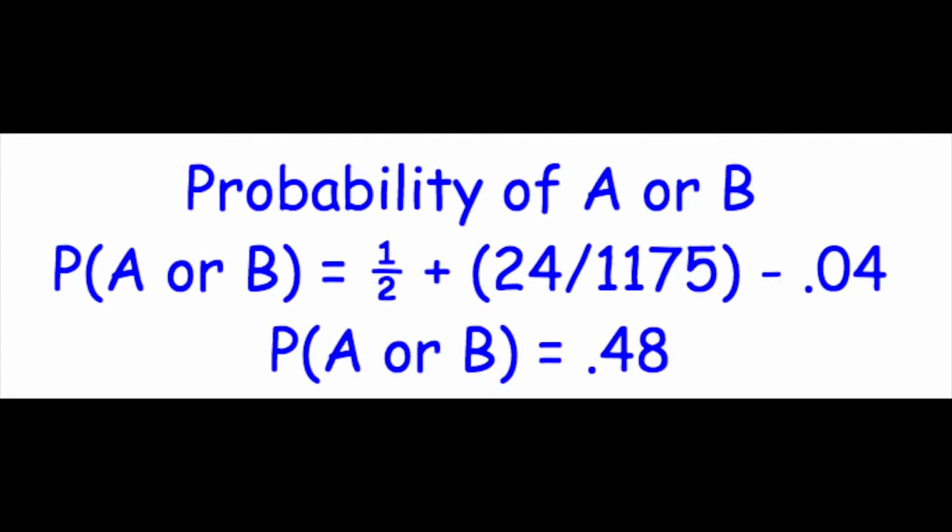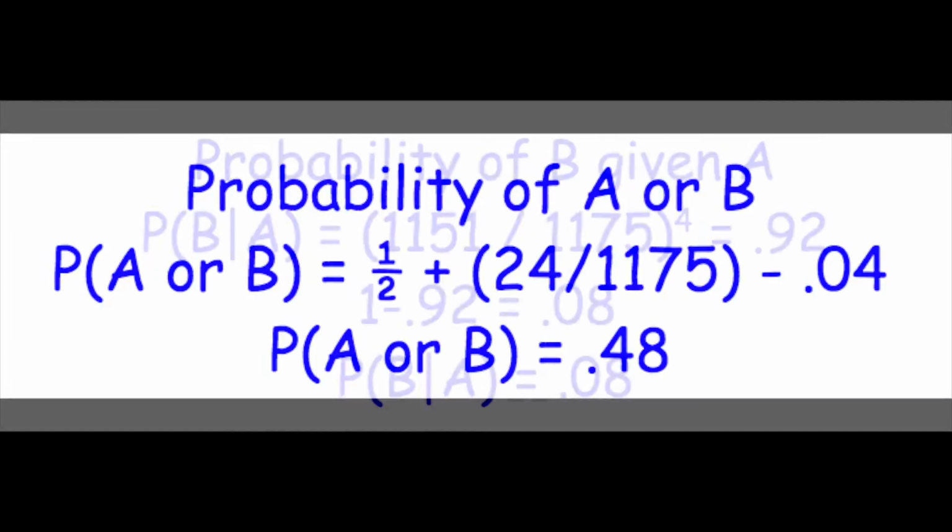The probability of A or B, which would be the probability that a player flips heads or makes it into the bucket, would be 1/2 plus 24 over 1,175 minus 0.04. So this comes out to be the probability of A or B equals approximately 0.48.